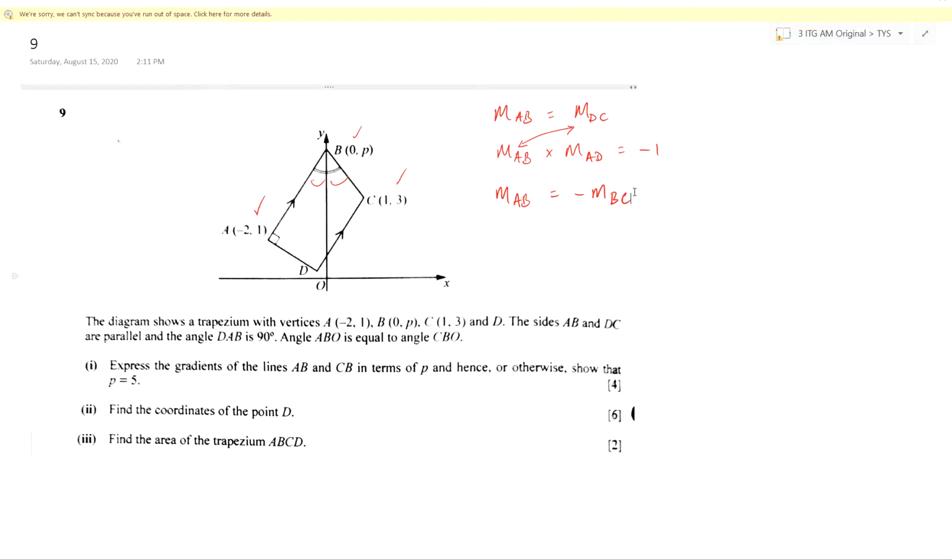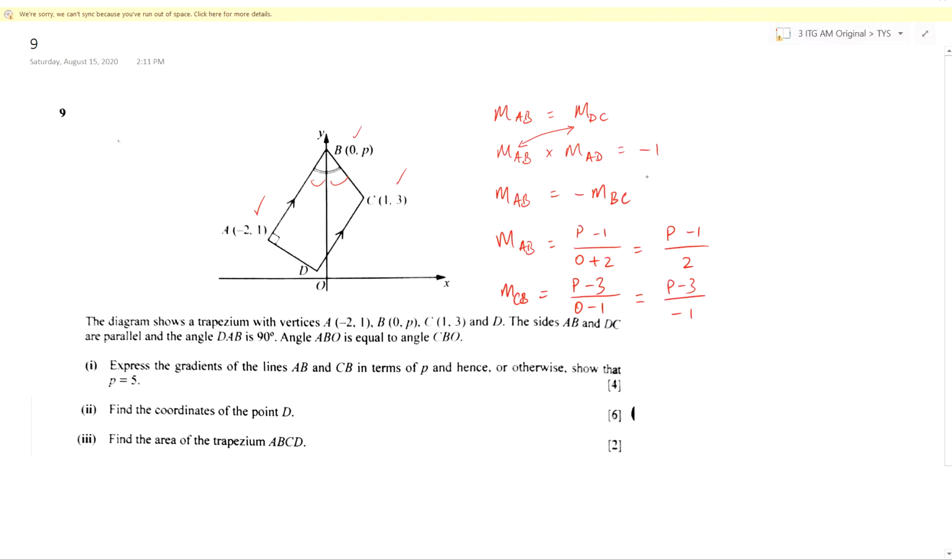So express the gradients of line AB. Okay, quite easily done. Gradient of AB in terms of P, so we have P minus 1 over 0 plus 2, which gives us P minus 1 over 2. Now they want the gradient of C to B. That will give us P minus 3 over 0 minus 1, which is P minus 3 over negative 1.